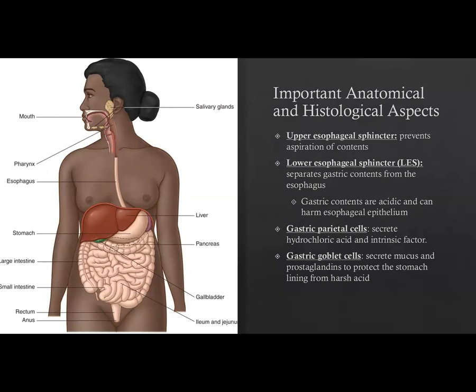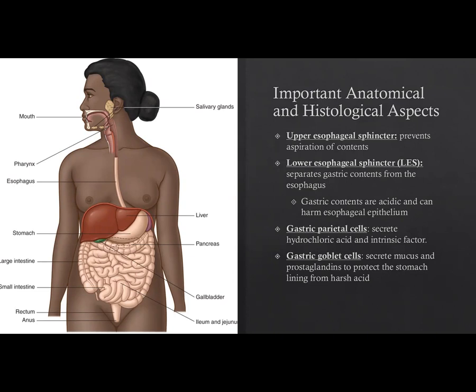The idea behind that is your upper esophageal sphincter is supposed to prevent aspiration of contents. So it'll open and close in hopes of keeping those contents from being aspirated. The lower esophageal sphincter separates gastric contents from the esophagus. So that basically keeps that stomach acid within the stomach itself here. These gastric contents are very acidic and can harm the esophageal epithelium.